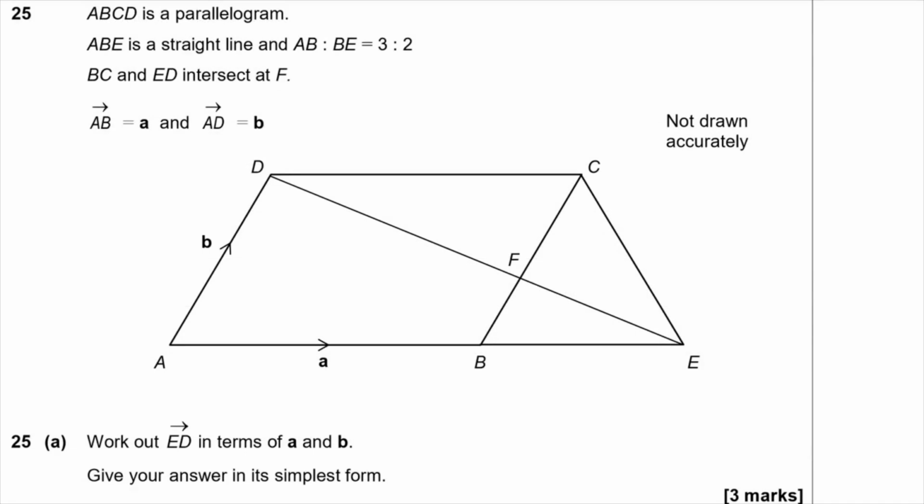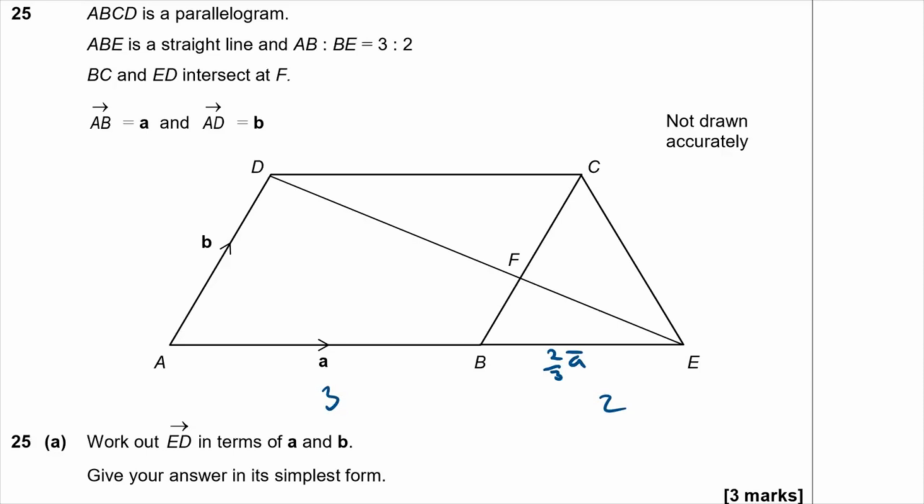So on to vectors. ABCD is a parallelogram. We know that ABE is a straight line, and AB to BE is in the ratio of 3 to 2. So B to E is going to have to be a fraction of A to B then, isn't it? So if I take A and I divide it by 3 and I times it by 2, then it means that B to E is going to be 2/3 of A.